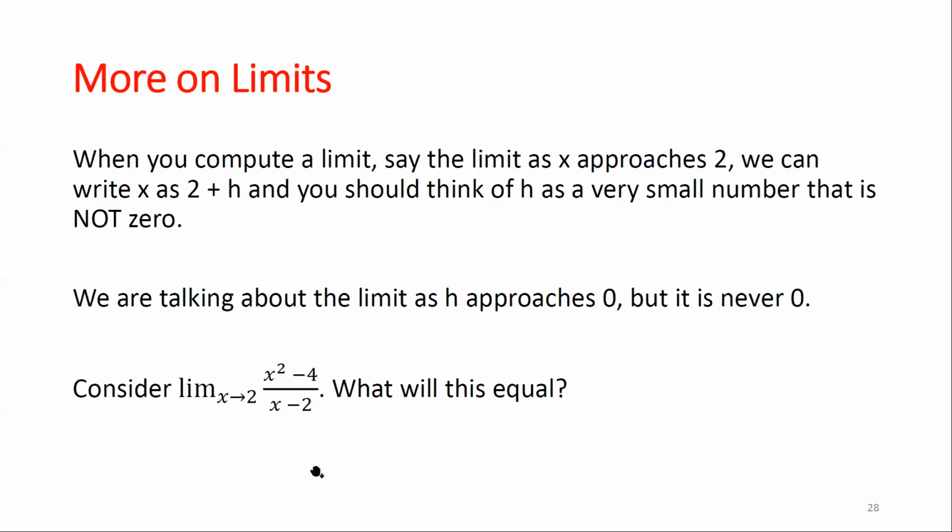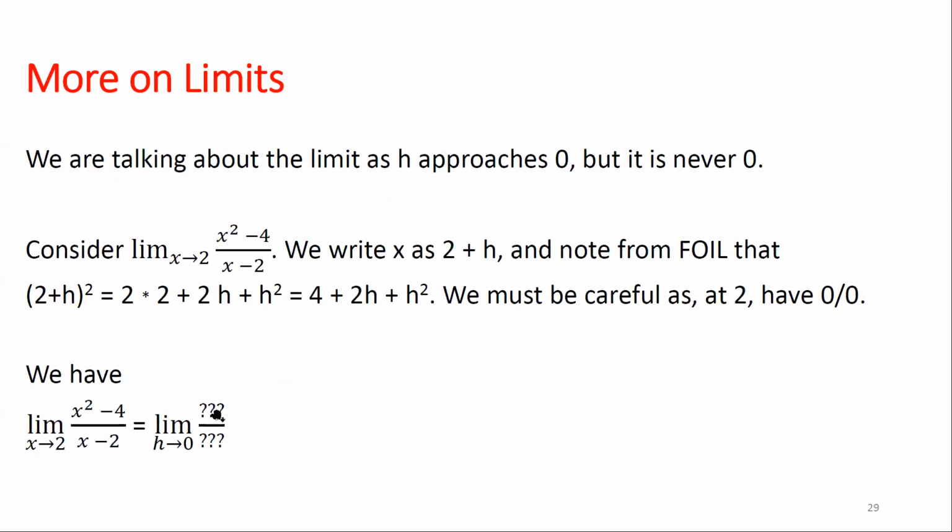But remember, this is the limit as x goes to 2. x is never equal to 2. It's just getting closer and closer to 2. Or we can write it as 2 plus h with h going to 0, but it's not 0. So it'd be around 0. So we can write this. If we replace x going to 2 with x is now 2 plus h, what would this look like?